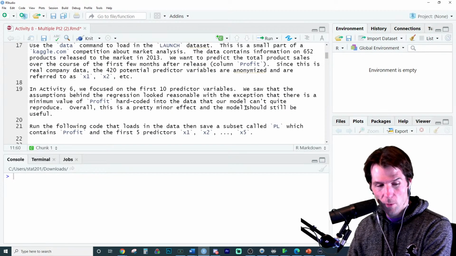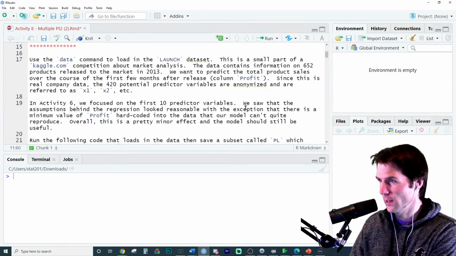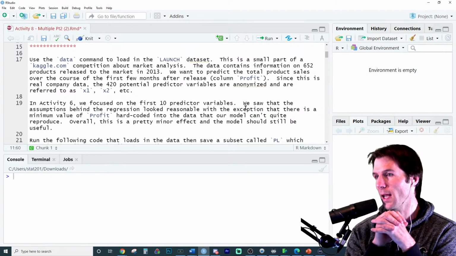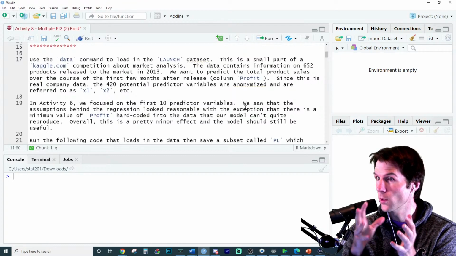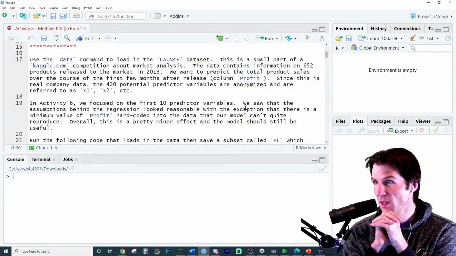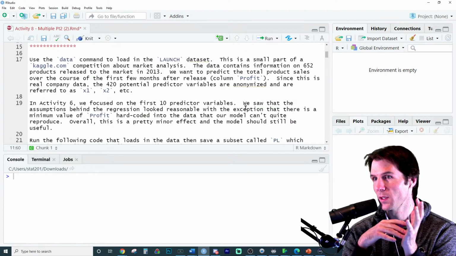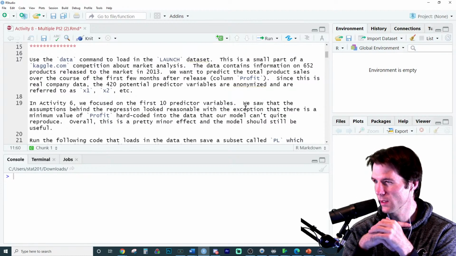We're going to use the launch data set right here, a small portion from the Kaggle competition. That's a competition site where you can win money, no joke. We have 652 products from 2013. This is the one we're currently doing.